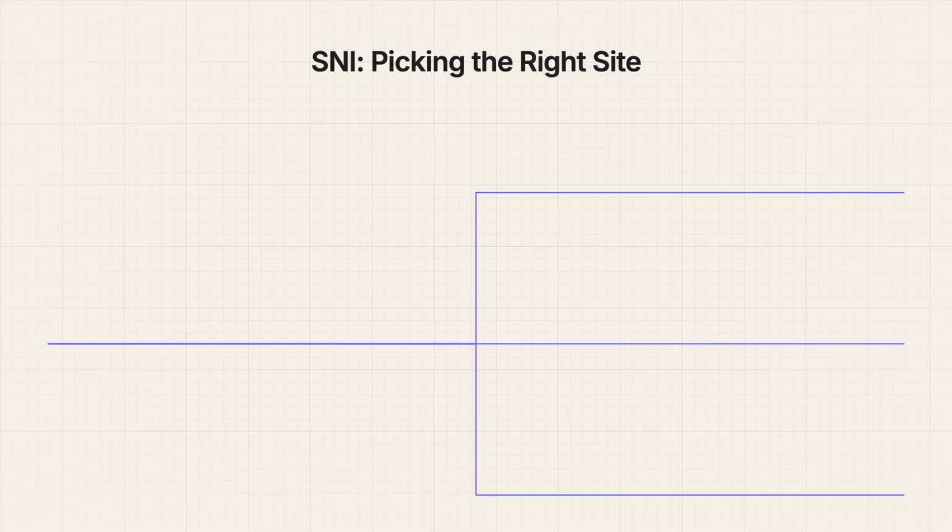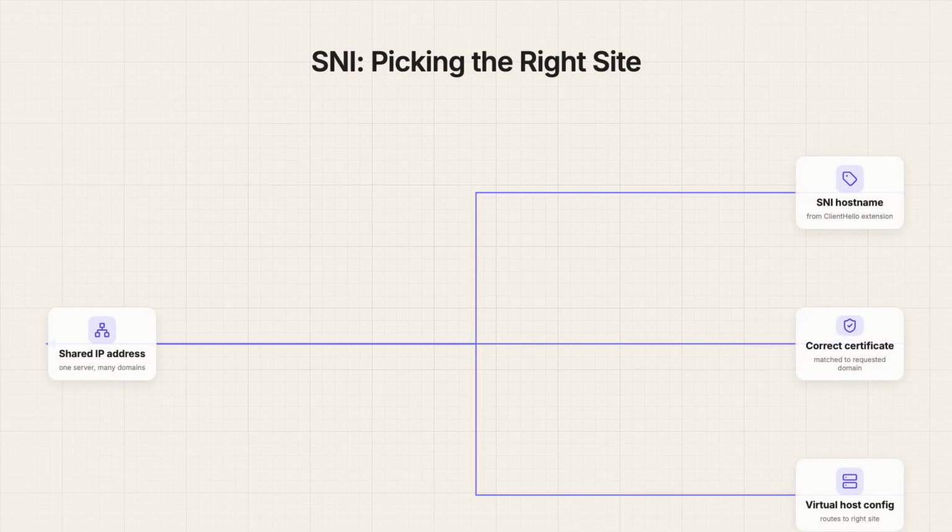A single IP address often hosts dozens of websites. Without server name indication, the server would not know which certificate to present before the TLS handshake completes, because the hostname used to live only in the encrypted HTTP request. SNI solves this by placing the target hostname in the unencrypted client hello. The server reads it, picks the right certificate, and routes the connection to the correct virtual host configuration.